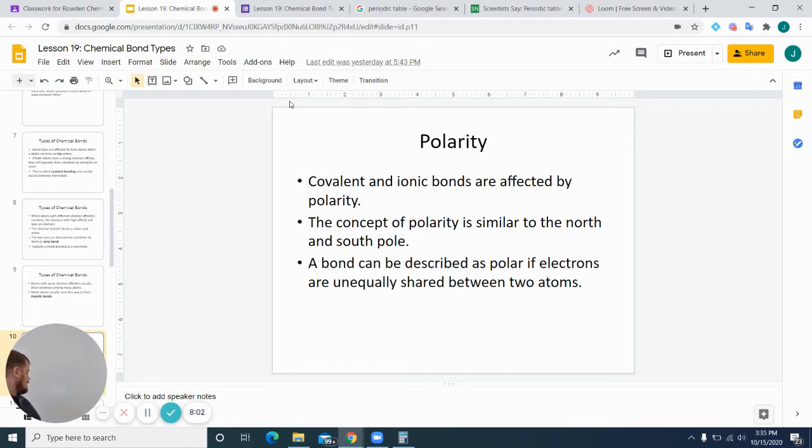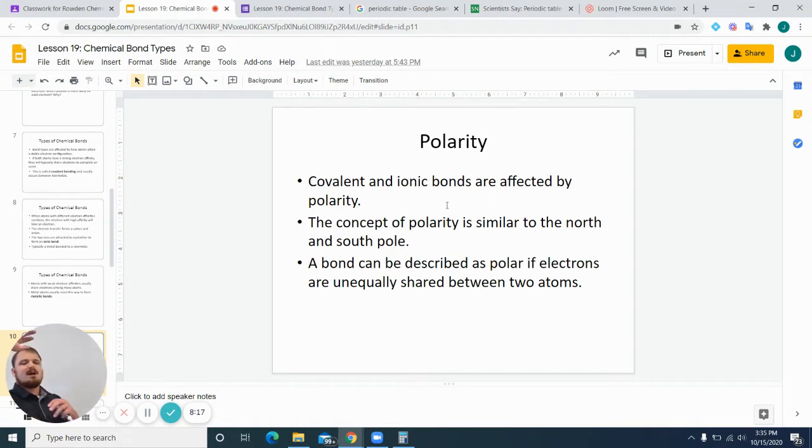All right, so here's why I have the camera running right now. I'm going to draw a few things on here. This is not extremely important for today, but it's necessary to understand where we go from here in the next lessons. So covalent and ionic bonds are affected by something called polarity.